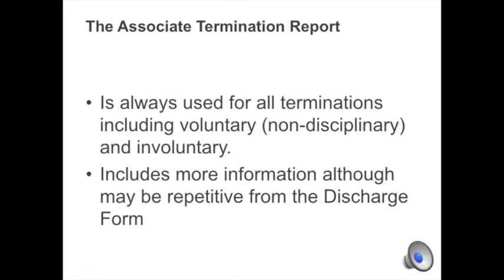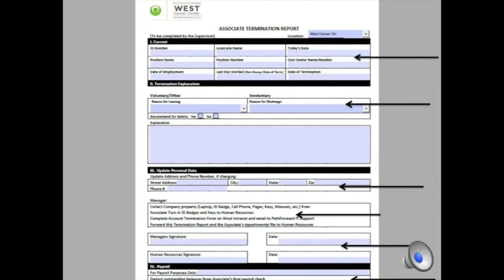The Associate Termination Report is always used for terminations including voluntary, non-disciplinary, and involuntary. The Associate Termination Report includes more information, although may be repetitive, from the discharge form. Let's look at this form more closely.